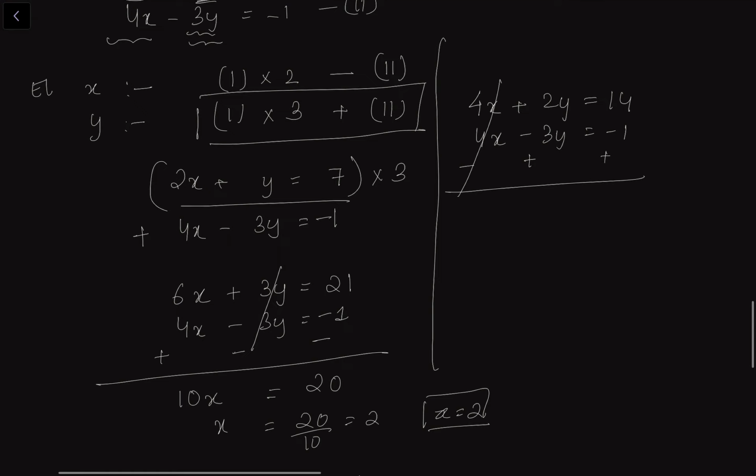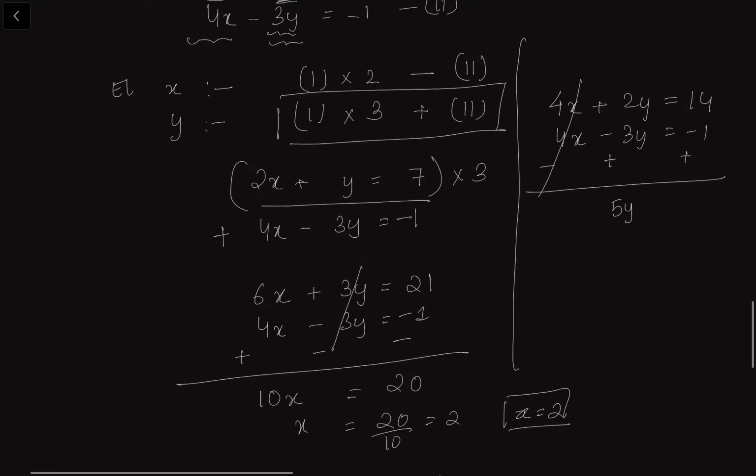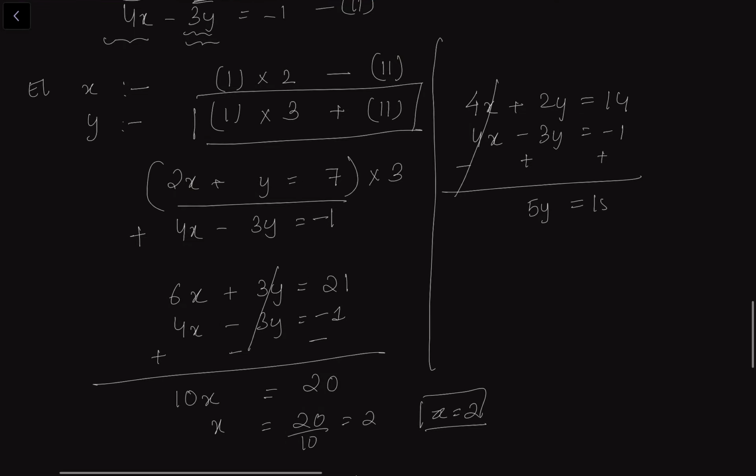So now this gets eliminated. And this is 5y equal to 15. And so you get y is 15 by 5, which is 3. And then you can substitute as we have done.